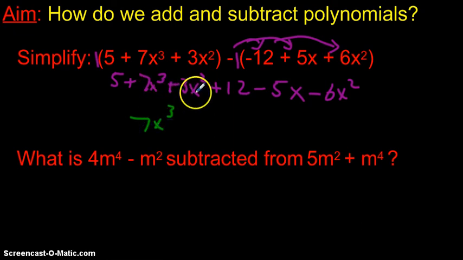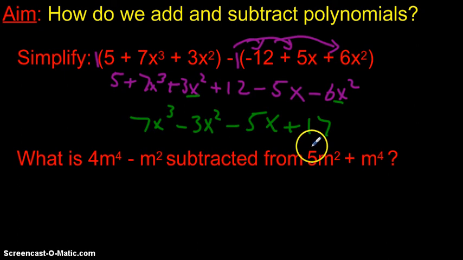Where are we? The 3x squared minus 6x squared would be negative 3x squared. So that's this and that. Then we have the, did I miss something? Something looks weird. Is there a regular x term? Here it is. Now it's negative 5x. And then the 5 and the 12 in this case become 17.